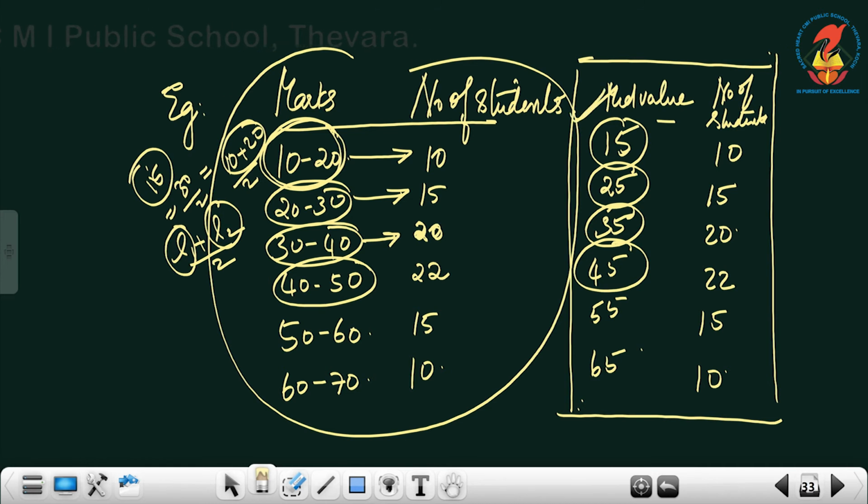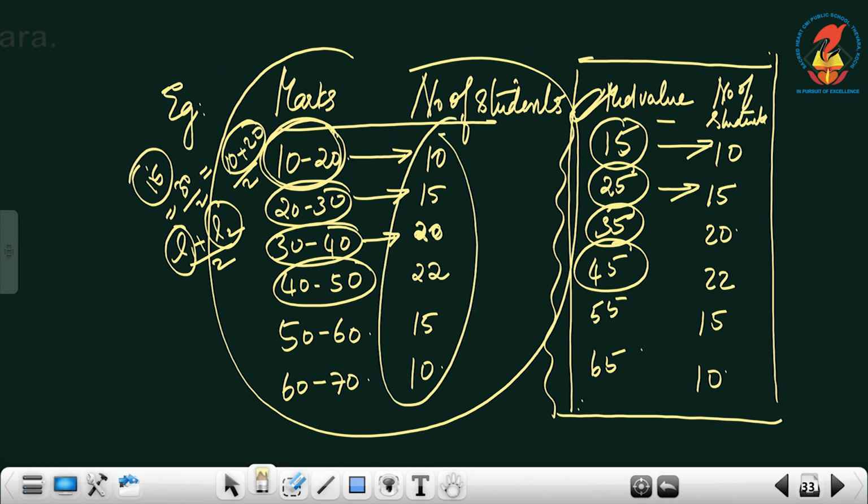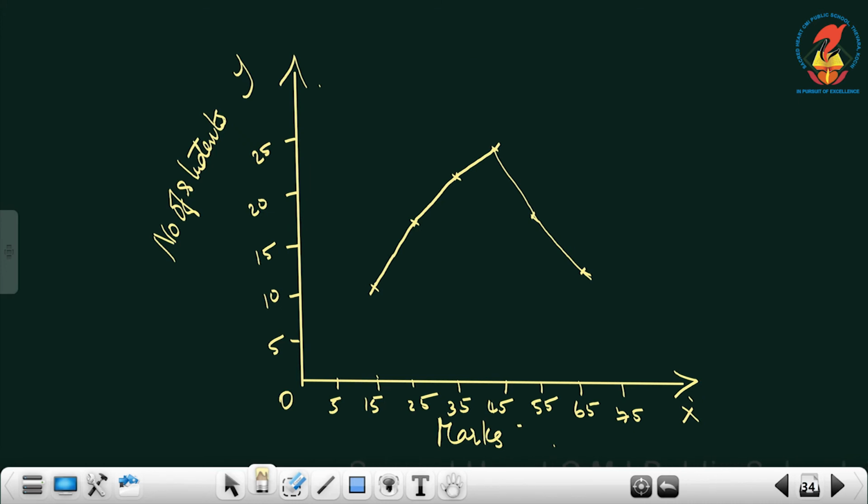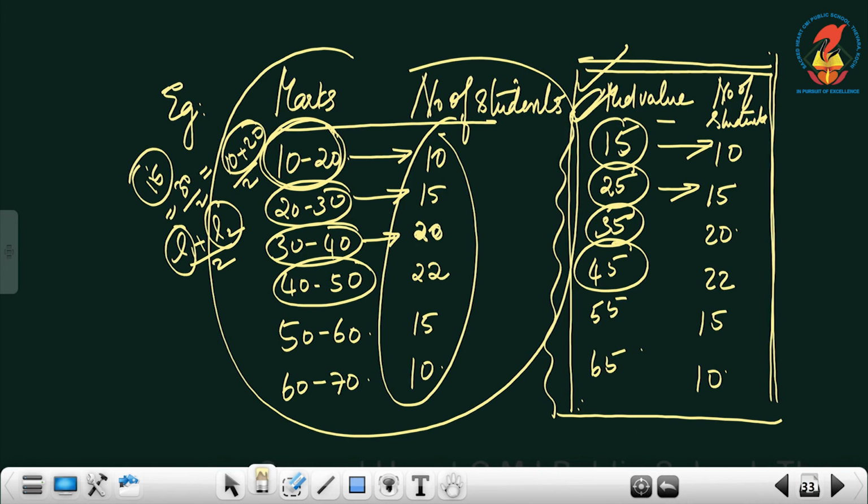So, here you have to convert the class into mid values and then mark the corresponding frequency. We are not going to change the frequency, it is the same as it is, but we are changing the class interval to mid values. Now, based on the mid values, this is a new table that we have framed. On the basis of this table only, we are going to draw the frequency polygon. See, and in this frequency polygon, we can find 15 and 10.